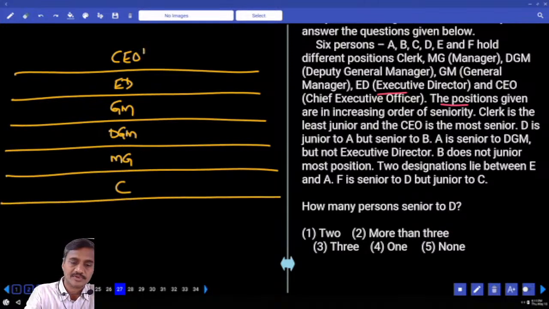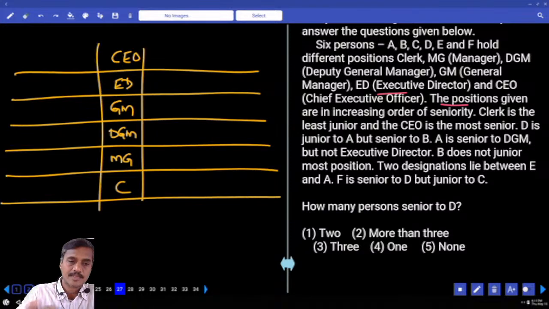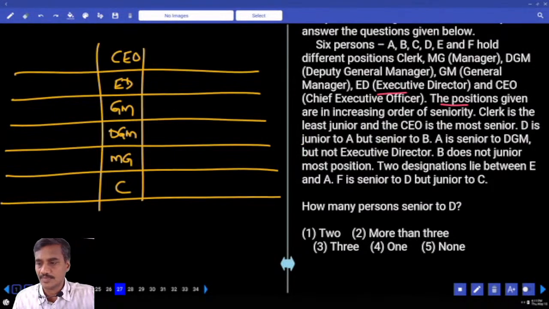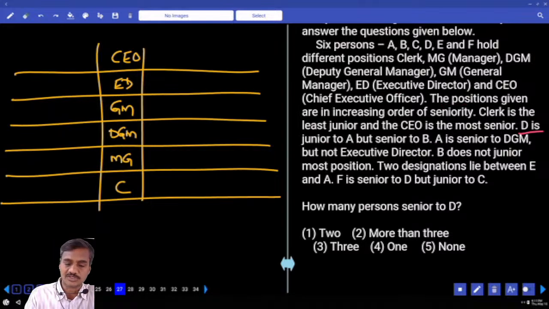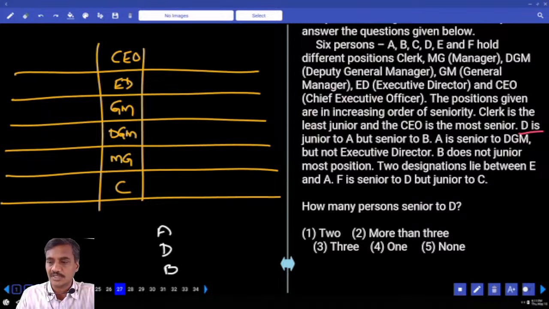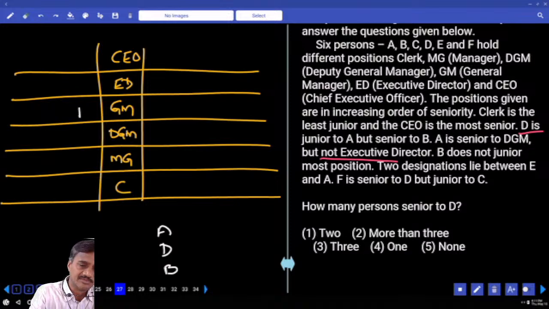Coming to condition number 1, what is the information we have in this one? D is junior to A but senior to B. Now D is junior to A but senior to whom? Senior to B. A is senior to DGM but not executive director. Hence A can be here or A can be C here. Hence how many possibilities we have? 2 possibilities.